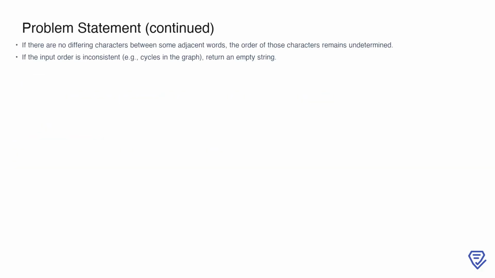There are a few more details to keep in mind. If there are no differing characters between some adjacent words, the order of those characters remains undetermined, as they provide no new information about their relative positions. Additionally, if the input order is inconsistent, for example, if there are cycles in the graph representation of the character relationships, then no valid order can be determined, and the output must be an empty string. These edge cases highlight the importance of carefully analyzing the relationships between characters to ensure consistency in the derived order.